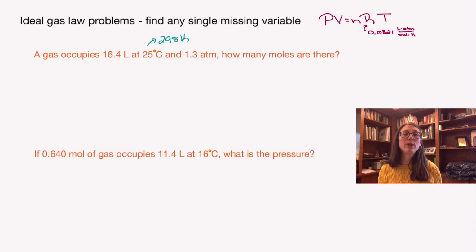So from here, you're going to plug your numbers into the ideal gas equation. Now you have a choice. If you're comfortable manipulating the ideal gas equation symbolically, you can rearrange it to solve for the variable that you want. In this case, we're looking for moles, so that's N.